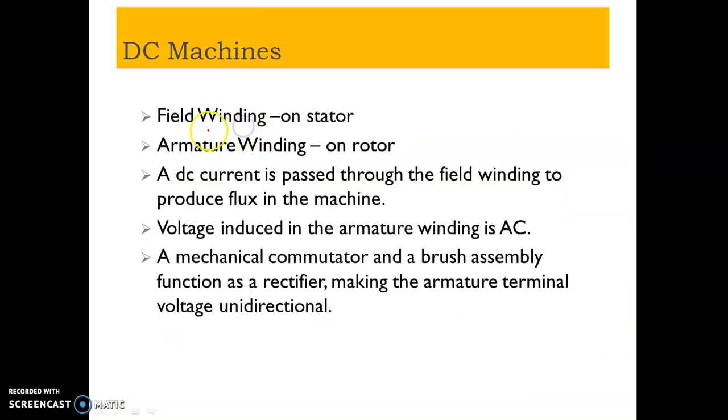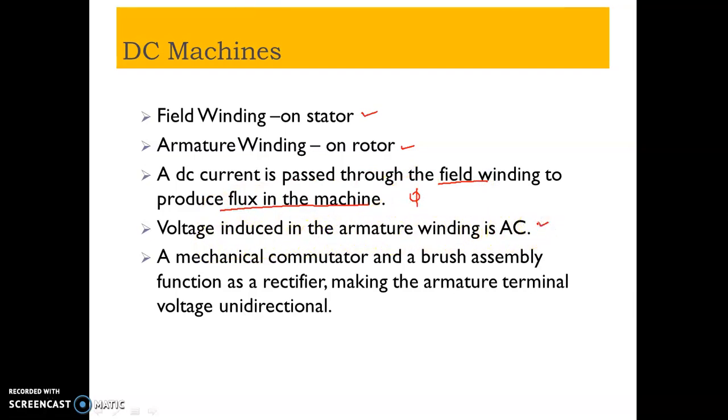So what I told, it is written here. Field winding is on a stator. Armature winding is on rotor. DC current is passing through the field winding to produce flux, means phi, flux is produced. Voltage induced in armature winding is AC.